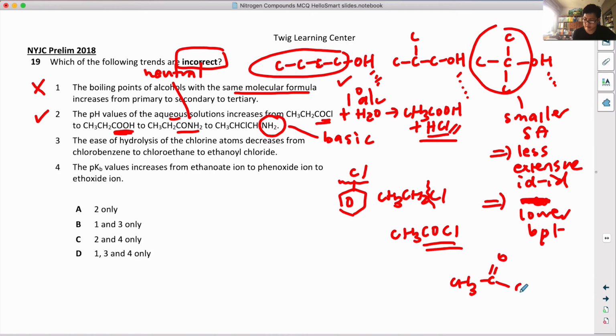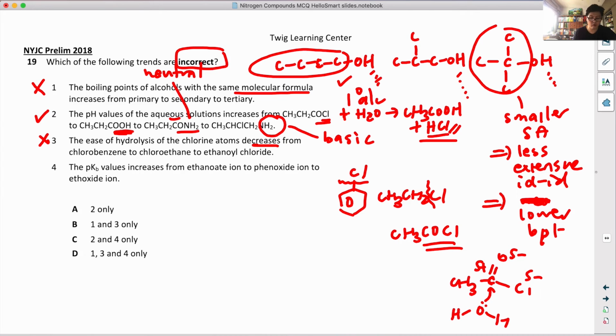So remember, this one is the easiest to break because this carbon is attached to two highly electronegative atoms, right? So this carbon can be most easily attacked by the nucleophile. In this case, hydrolysis, you're talking about the water, right? So this is actually incorrect because actually it increases. Okay, so it's 1 and 3.